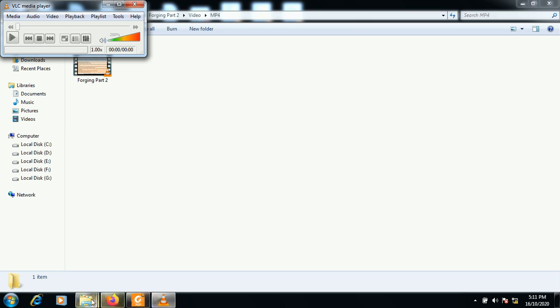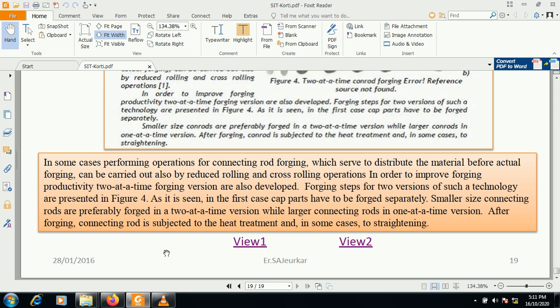Here the forging part ends. We will see extrusion in the next lecture.